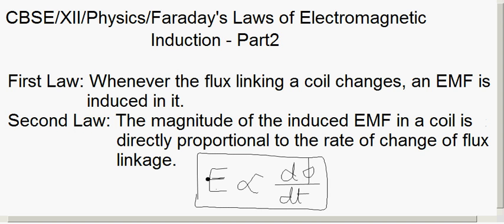Now, what about the direction? When we did the experiment, we also observed that when the magnet is moved towards the coil, the deflection is towards one side, and when the magnet is moved away from the coil, the deflection reverses. That means it is to the other side. If in the first case it was towards the right, in the second case it was towards the left. So how can we determine the direction? The direction can be determined using Lenz's law. Lenz's law gives the direction.